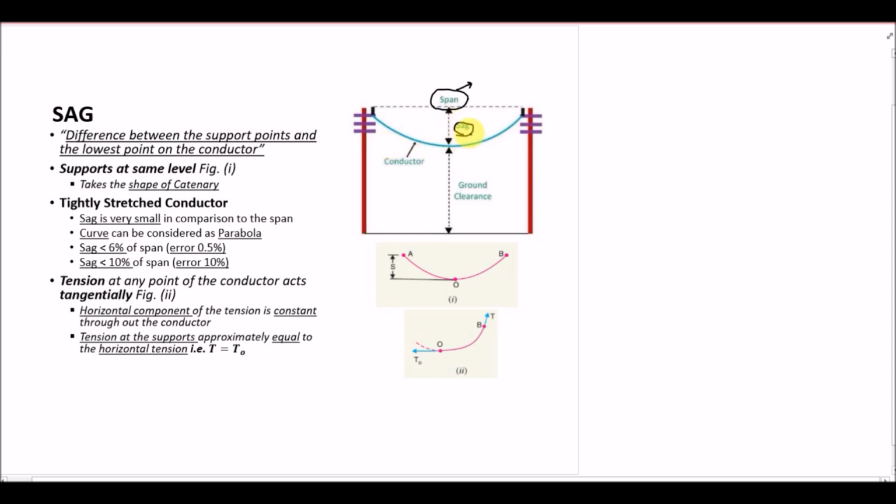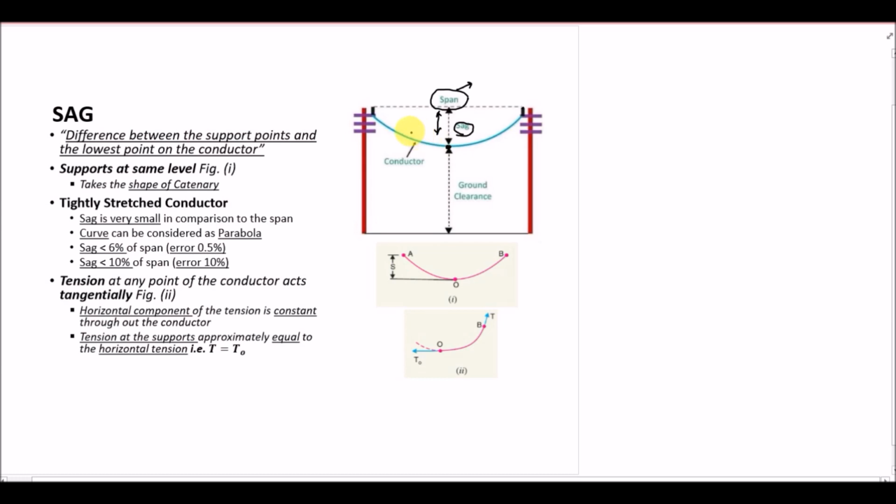And for sag, it is a difference between the lowest conductor point, which is this one, and support points. And support points are actually the points where the conductor is attached to the supports, which are actually tower. So the distance between the lowest point of the conductor and the line, which is actually the horizontal line connecting the top of the towers where the conductors are attached. So this vertical length is known as sag.